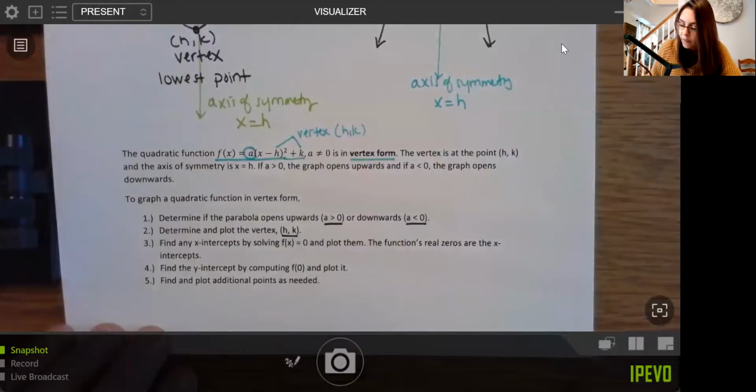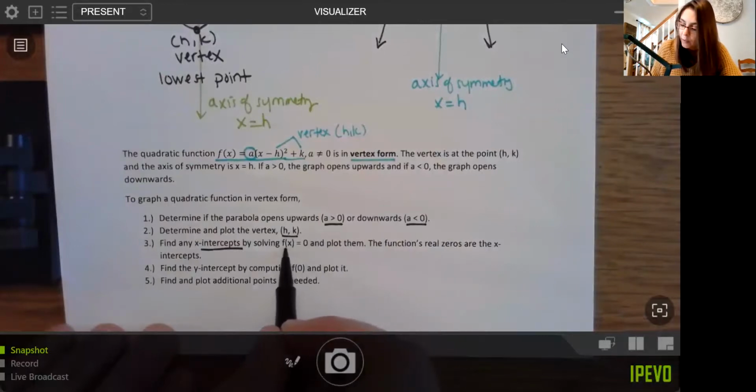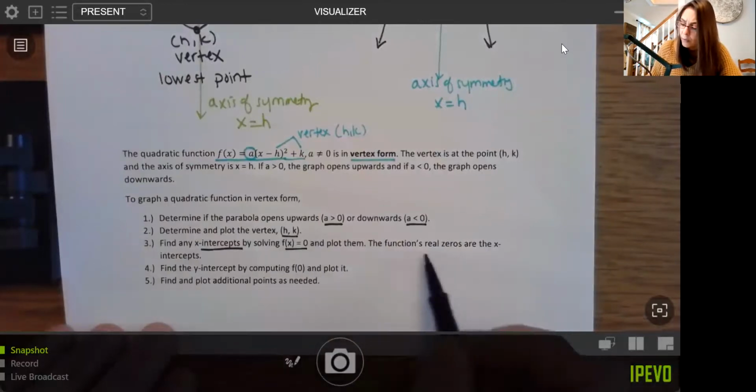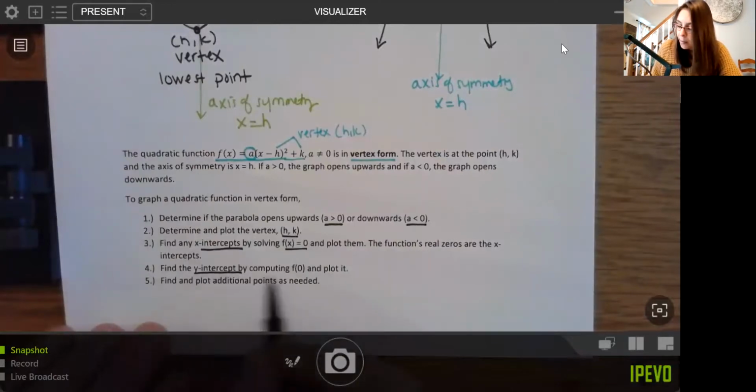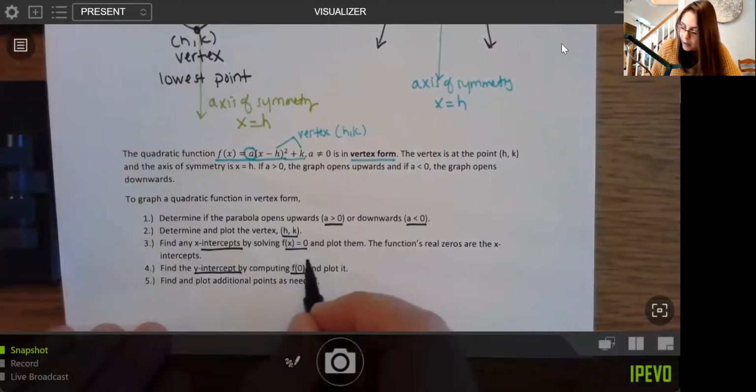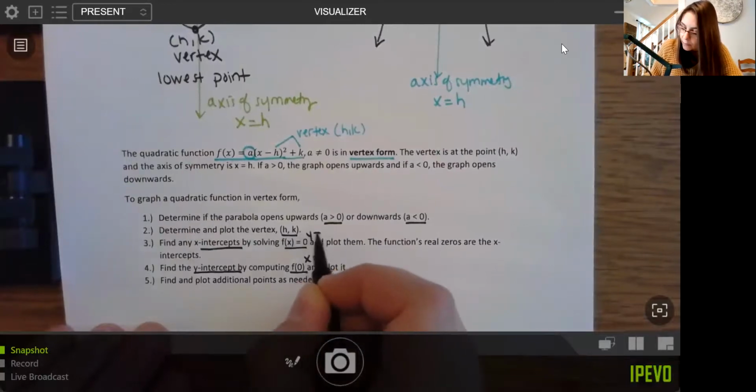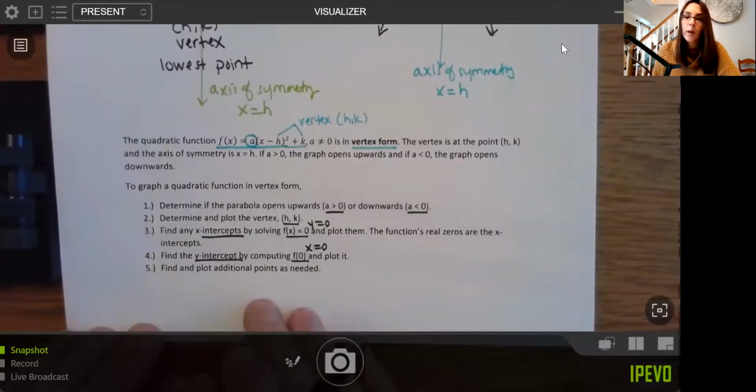Usually the points that we find are the x-intercepts, and we solve for them by setting the function, or y, equal to 0. These end up being the real zeros of the function. And then we also usually like to find the y-intercept by setting x equal to 0. So remember, here x equals 0, here y equals 0. And then we can always find additional points as needed. If you need a couple extra points because maybe you're not quite sure how the graph looks, then you can always plug in different values. So maybe pick x equals 1 or x equals 2 or -1, whatever you want to do, and get some extra values as well.